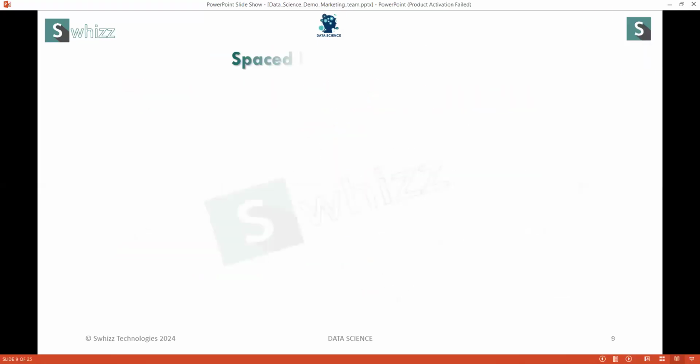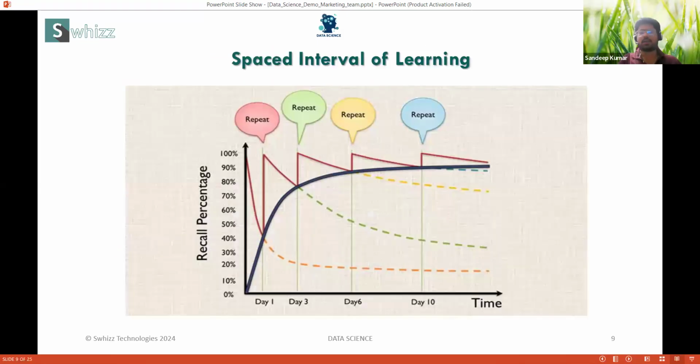And one more thing, spaced interval learning. Let me tell you an example simply. When I was doing my BTech, what happened exactly? We would have semesters, and every 1 or 2 months we would have exams. My lectures were taught on the first day, second day, third day, fourth day, fifth day. But what we used to do was learn all the topics in a single day, the final day before the exam.